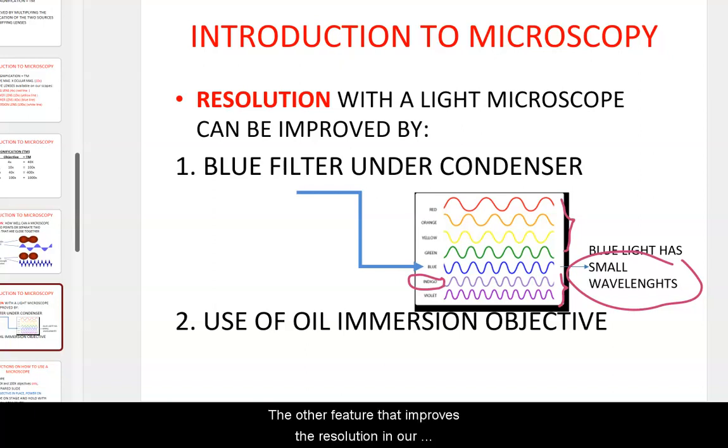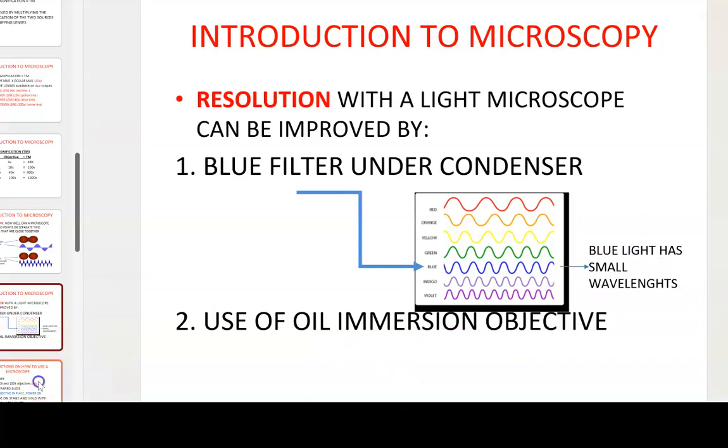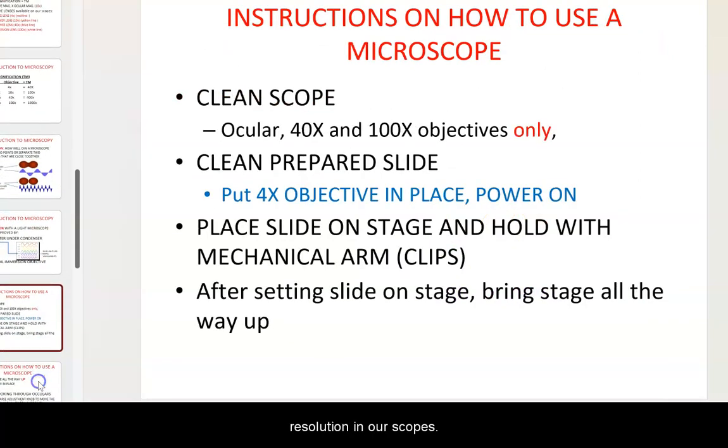The other feature that improves resolution in our scopes is the use of oil immersion on the 100x objective. So notice that the 100x objective is called the oil objective. That's because when we use the objective, we're going to put a drop of oil between the specimen and the objective. And we will do this in the lab, and we will teach you how to use an oil immersion objective. So you should know the two features that improve resolution in our scopes.